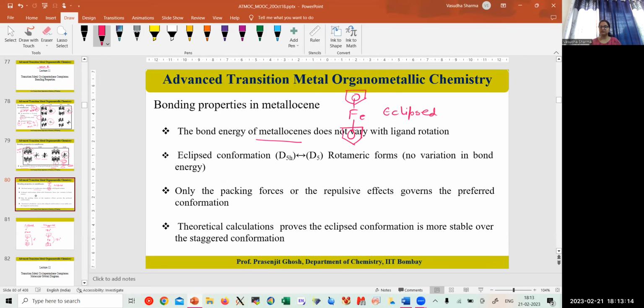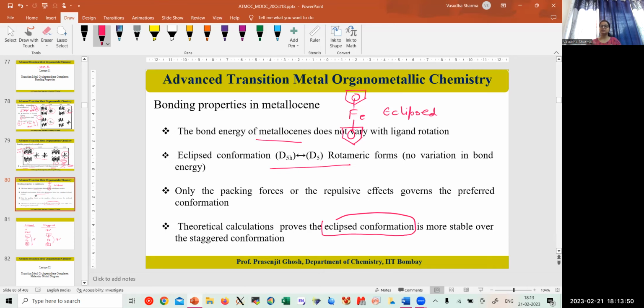Similarly, from the eclipsed conformation to its rotameric forms, D5h to D5d, there is no variation at all in the bond energy. Only the packing forces will govern which conformation it is going to take, whether eclipsed or staggered. But from theoretical calculations on the basis of energies, we have found that the eclipsed conformation is more stable in ferrocene compared to the staggered. So these are a few bonding properties in metallocene. In lecture 11, it was regarding the molecular orbitals and the various bonding properties that metallocene has.